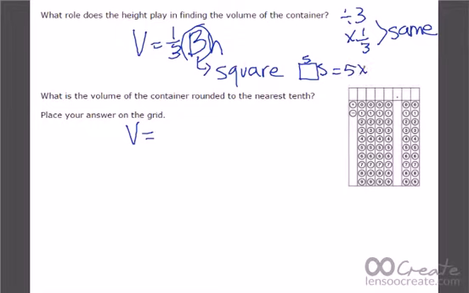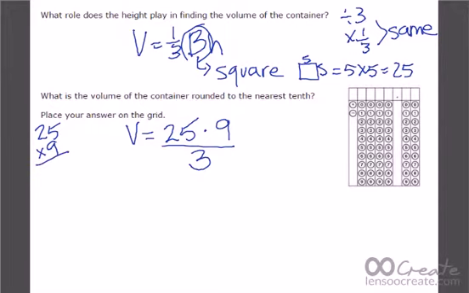Remember, big B is the area of the base. So 5 times 5 is 25, the area of the base. So 25 times the height, which is 9, divided by 3 is going to give me the volume. So 25 times 9: 5 times 9 is 45, carry the 4. 2 times 9 is 18, 19, 20, 22. So 225 divided by 3 will give me my volume.